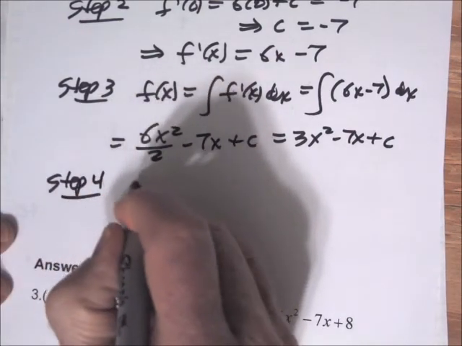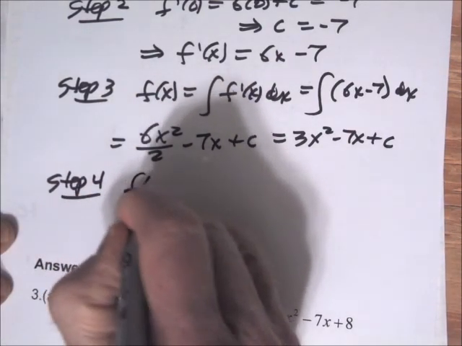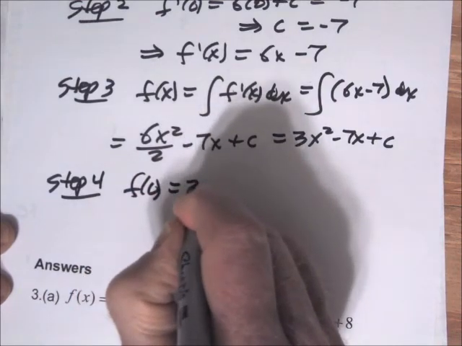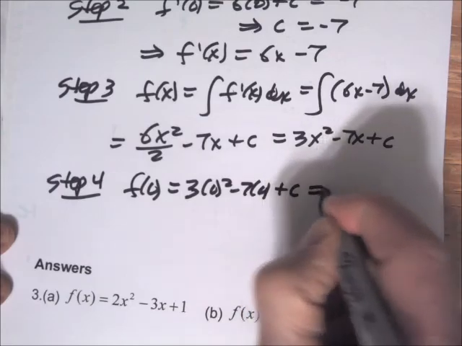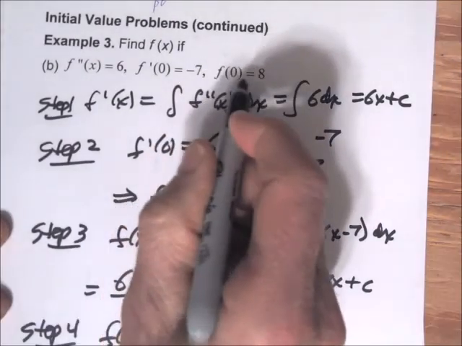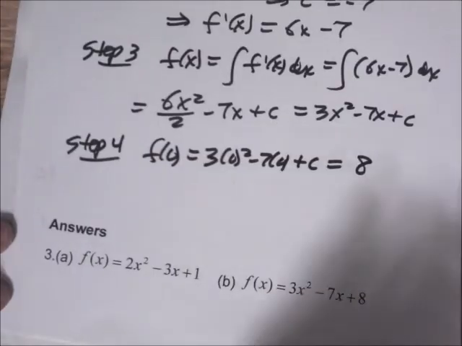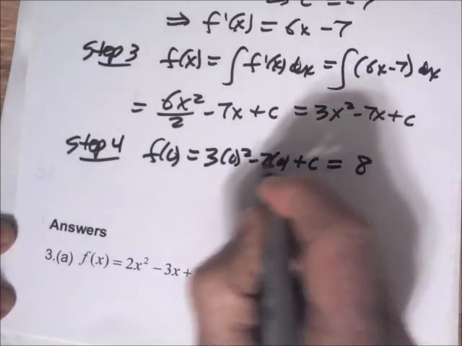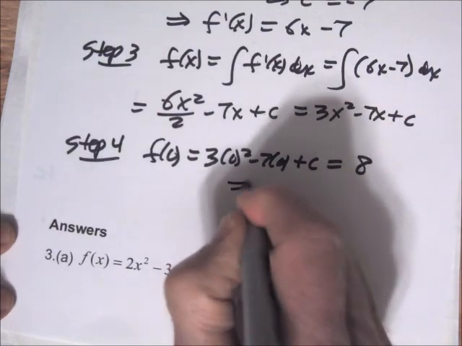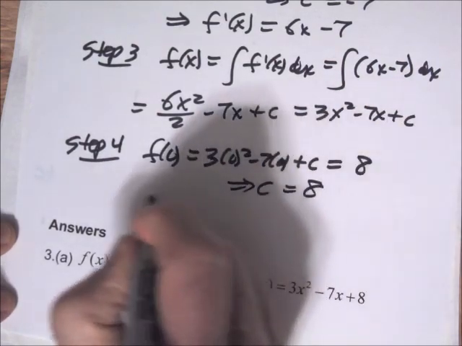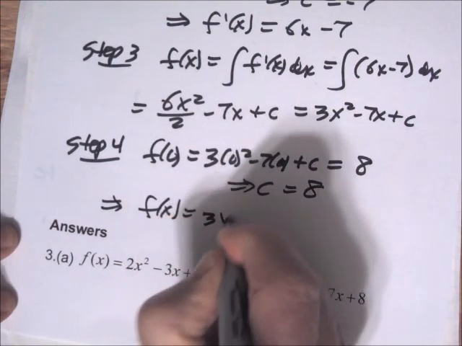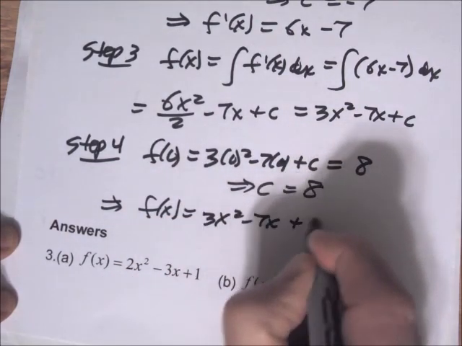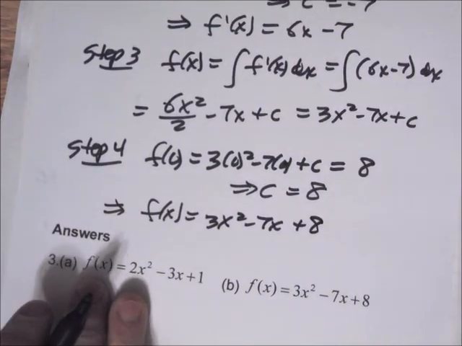use the initial value. f of 0 is equal to 8. f of 0 is 3 times 0 squared minus 7 times 0 plus a constant. That has to equal 8. That was one of our initial conditions. So that means these two terms are both zeros. That means that the constant is equal to 8. So that means that f of x is 3x squared minus 7x plus 8. And that concludes this presentation.